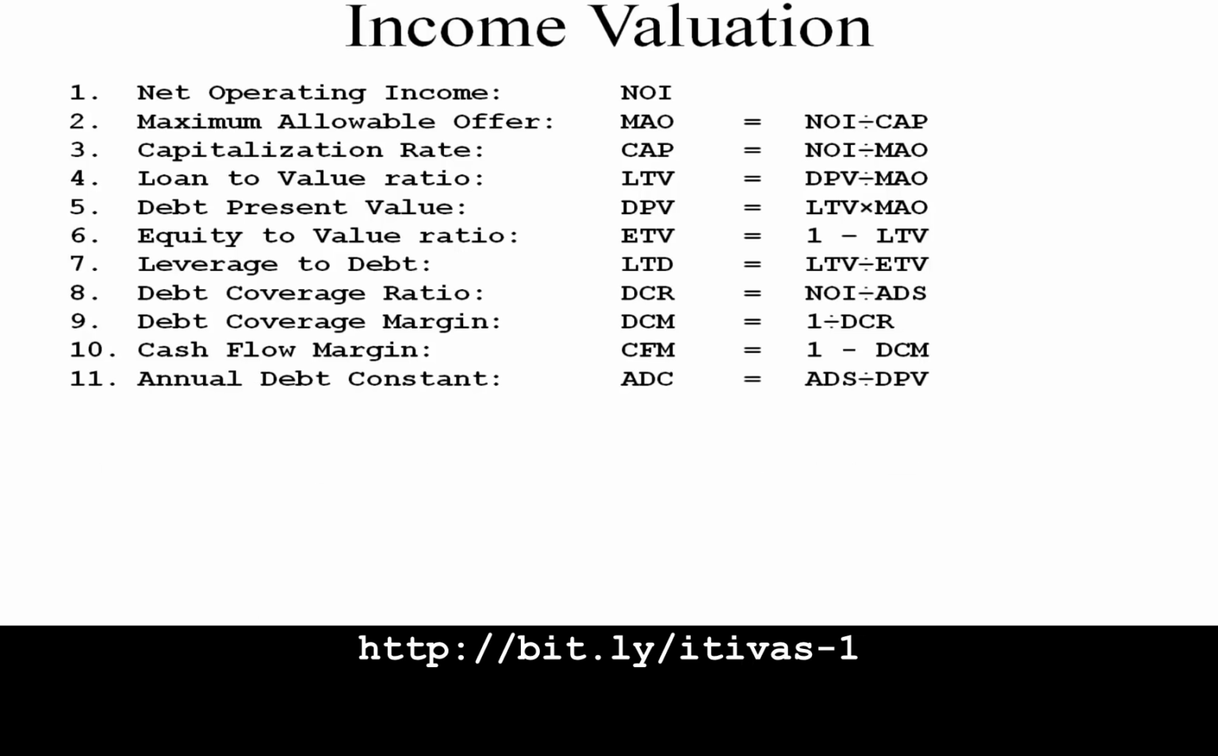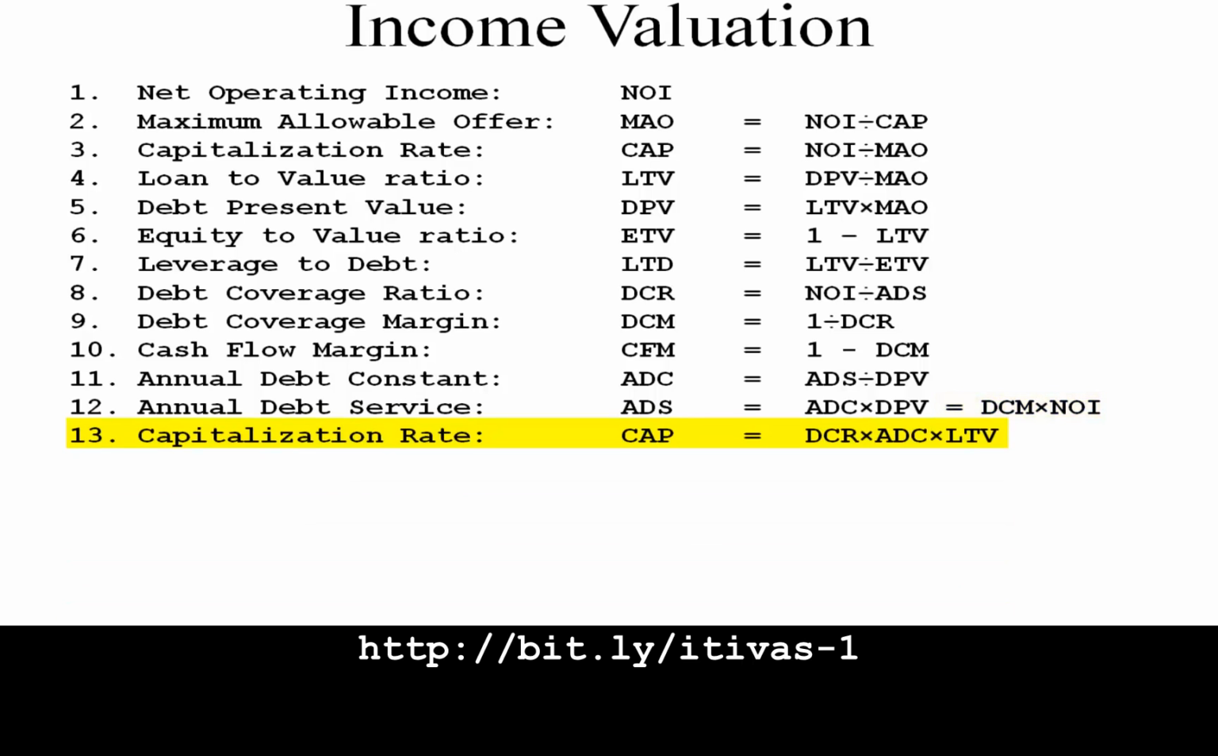Annual debt constant, ADC, equals annual debt service divided by debt present value. Annual debt service, ADS, equals annual debt constant times debt present value. It's also equal to debt coverage margin times net operating income.